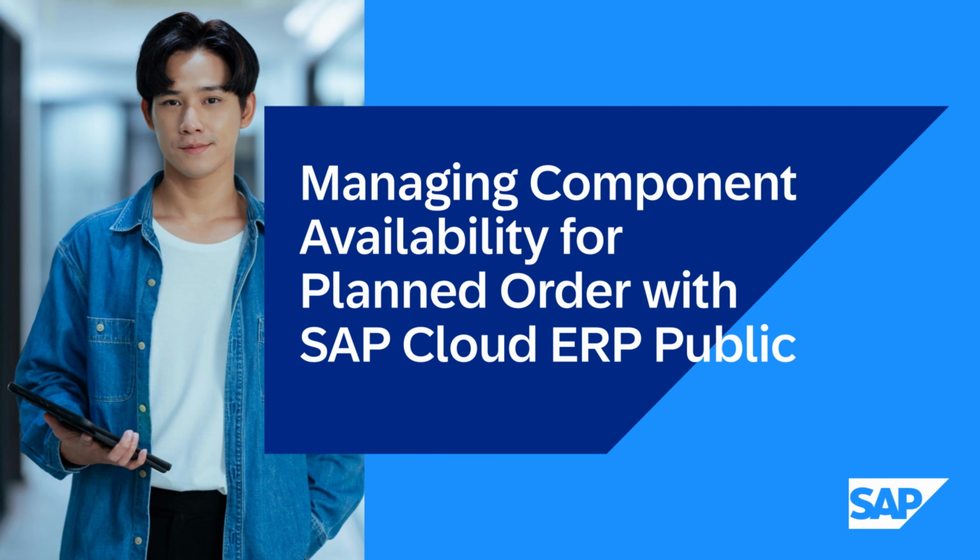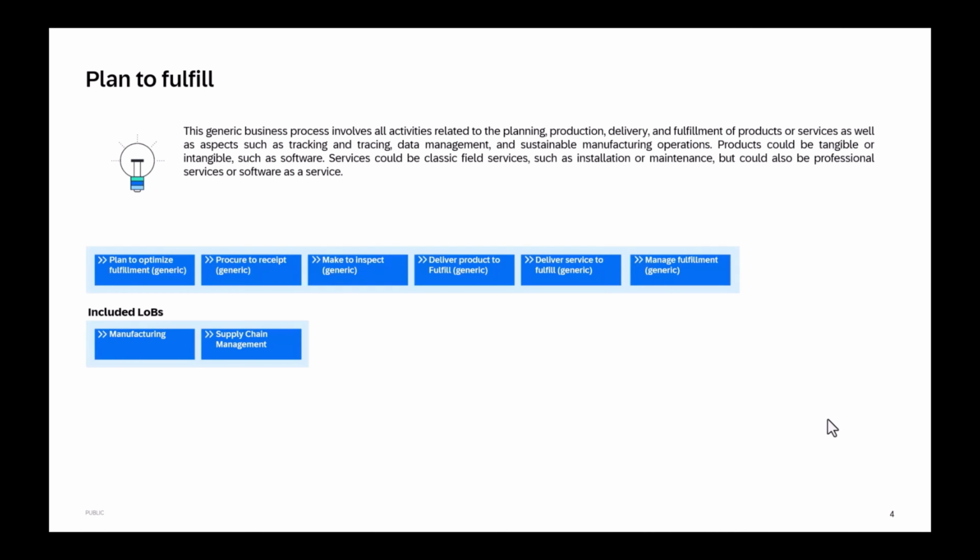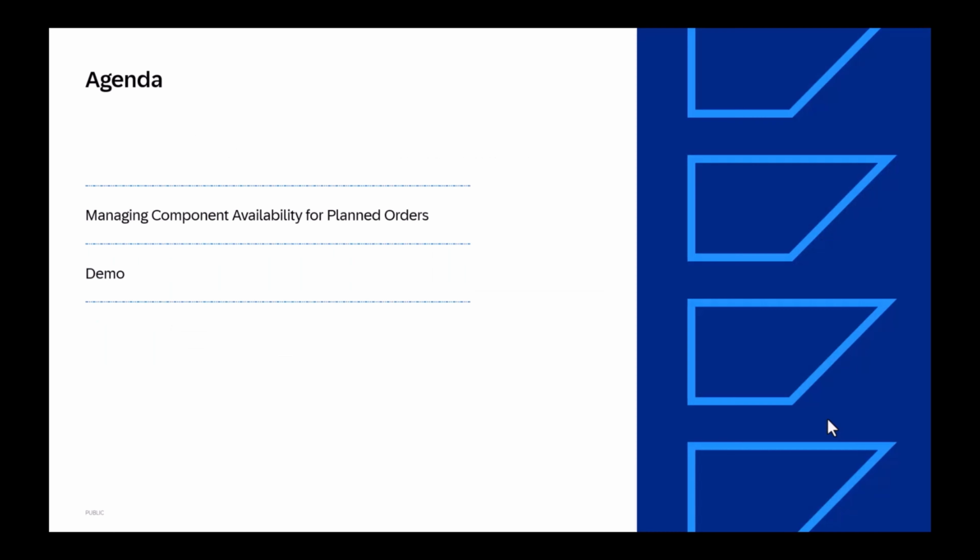This update is about managing component availability for planned orders. I'm Marcus, and I will present this update that was shipped with the 2602.2 release. Please be aware that this update is part of the plan to fulfill generic business process, and from an individual activity, it belongs to the planning process. In this product expert training video, I will explain the new feature and then show a demo so that you can see the business improvements.